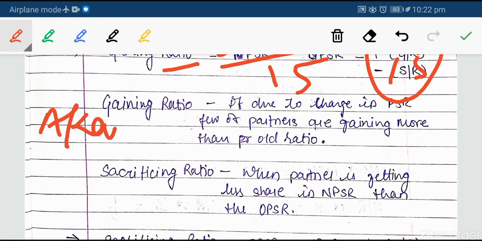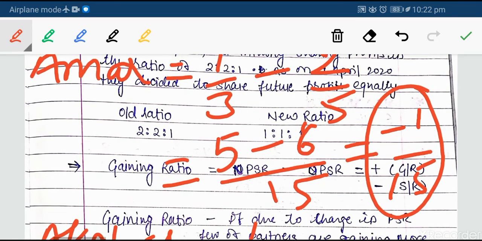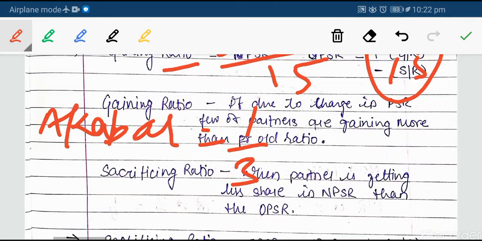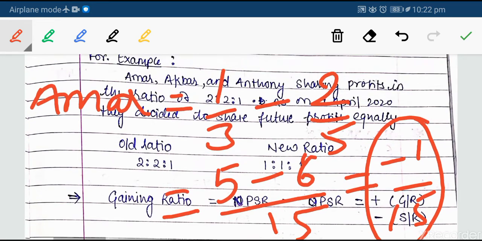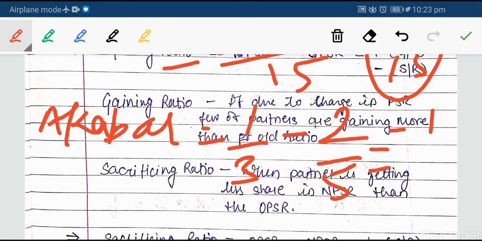Akbar's new ratio is 1 by 3, old ratio is 2 by 5. So the same procedure will be followed, and he will also lose 1 by 15. That means he will also sacrifice 1 by 15.